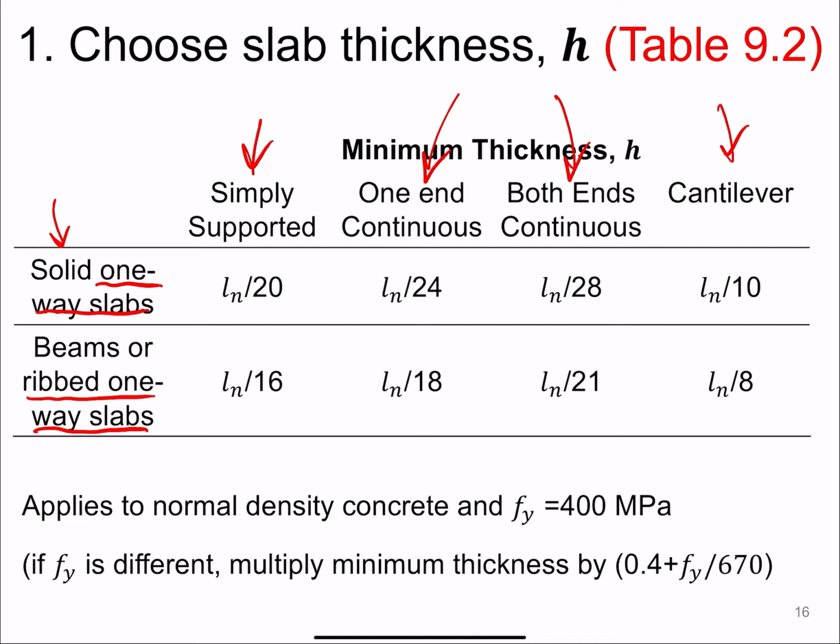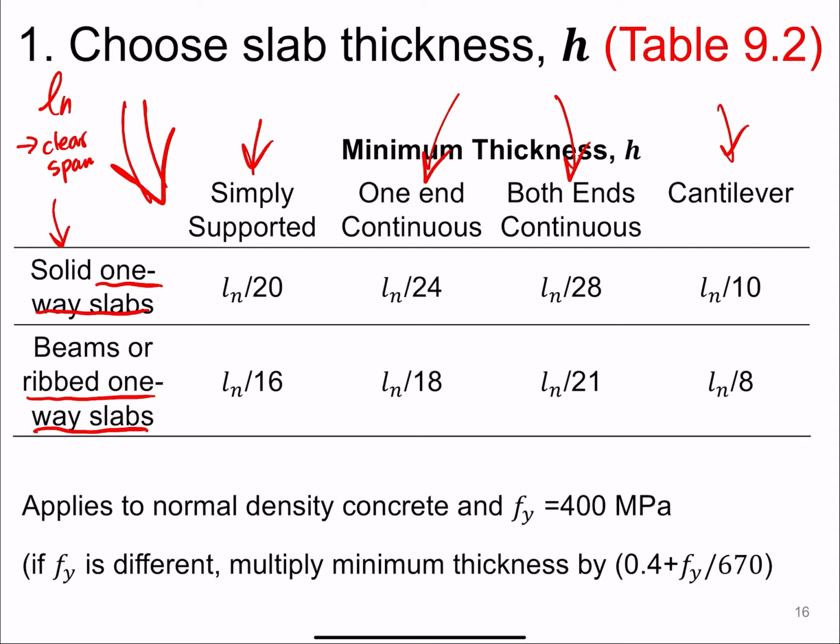If you have several spans, the spans may have different lengths. And you see that the thicknesses in this table depend on the clear span, Ln. Ln is the clear span. So in the case that you have different clear spans, you are going to have different thicknesses in each span. We usually don't change the thickness of a slab from span to span. We typically use the same thickness across all the spans, so you'll be choosing the one that controls.